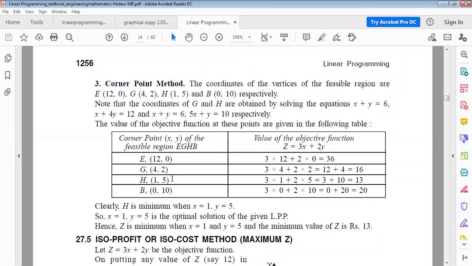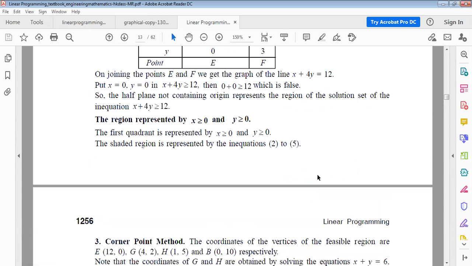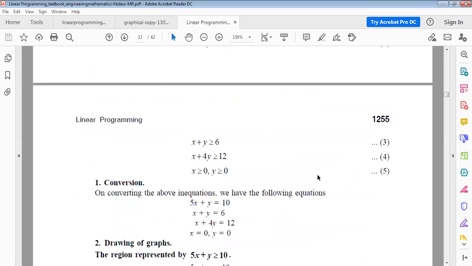So 1, 5 is the best extreme point for us, and this is the optimum point where the minimum occurred. So z is the minimum value when x equals 1 and y equals 5. So x equals 1 and y equals 5 is the optimal solution of the given linear programming problem. Hence z is the minimum when x equals 1 and y equals 5, and the minimum value of z will be 13, because minimum. Very easy for you. If you can solve this, I hope every maths problem is the same for you.